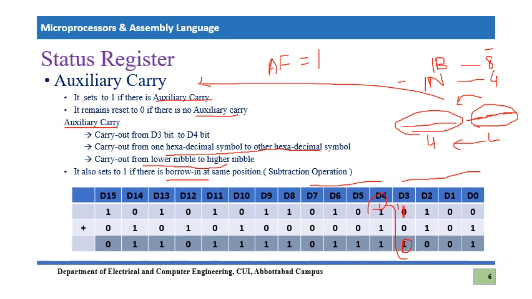So if there is a carry from D3 bit to D4 bit, that is the simplest and most highlighted way to explain this flag in one line. If there is a carry out from D3 bit to D4 bit, then the microprocessor reports it by this particular flag, and it becomes equal to 1, otherwise it remains 0.